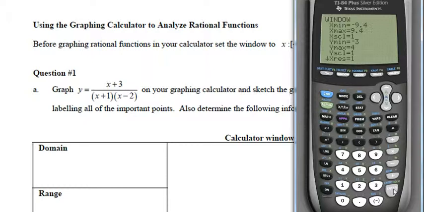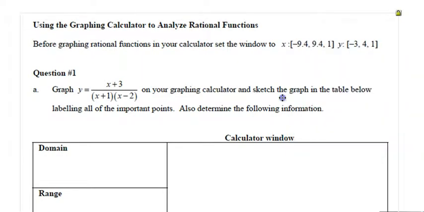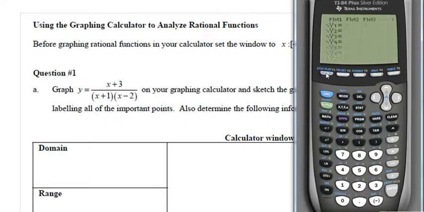Okay, so we want to graph y equals (x plus 3) over (x plus 1)(x minus 2) on your graphing calculator, and sketch the graph in the table below, labeling all of the important points. Also determine the following information. Okay, so let's just start off by graphing it.